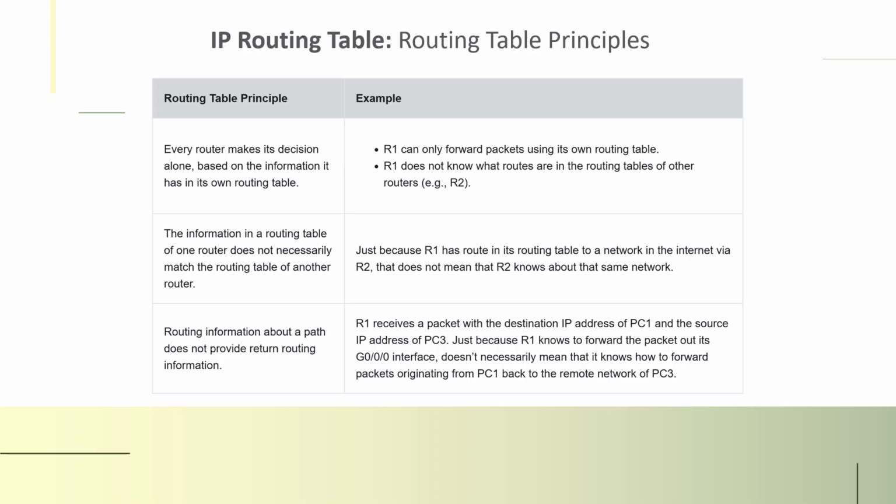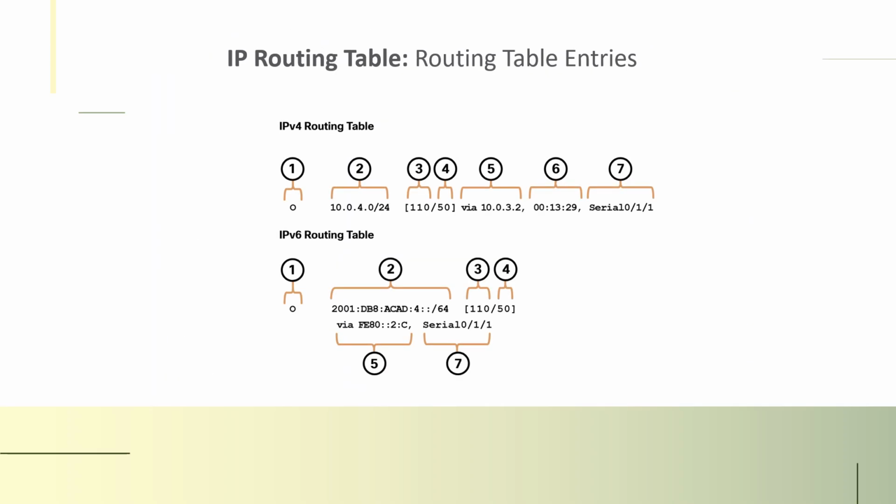And as a network administrator, it is imperative to know how to interpret the content of the IPv4 and IPv6 routing table. Here in this table are displayed the IPv4 and IPv6 routing table entries on Router 1 for the route to the remote network 10.0.4.0/24 and the network listed on the IPv6 side, which is 2001:DB8:ACAD:4::/64.